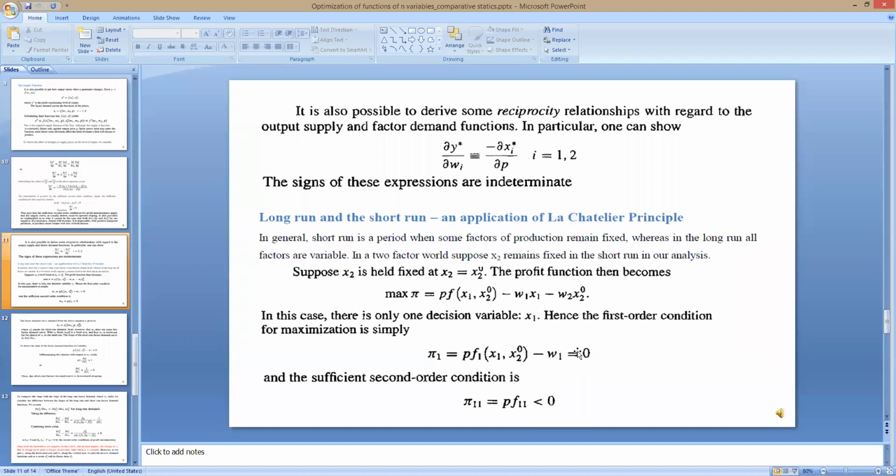Next, I'll tell you something about the short run and the long run. More specifically, we would like to derive the short run supply curve of the firm and the long run supply curve of the firm. We are starting with the same profit function. Pi is equal to P into Q. In place of Q, we are considering F, which is a function of 2 inputs, X1 and X2. And then we are considering the cost part, W1 X1 plus W2 X2.